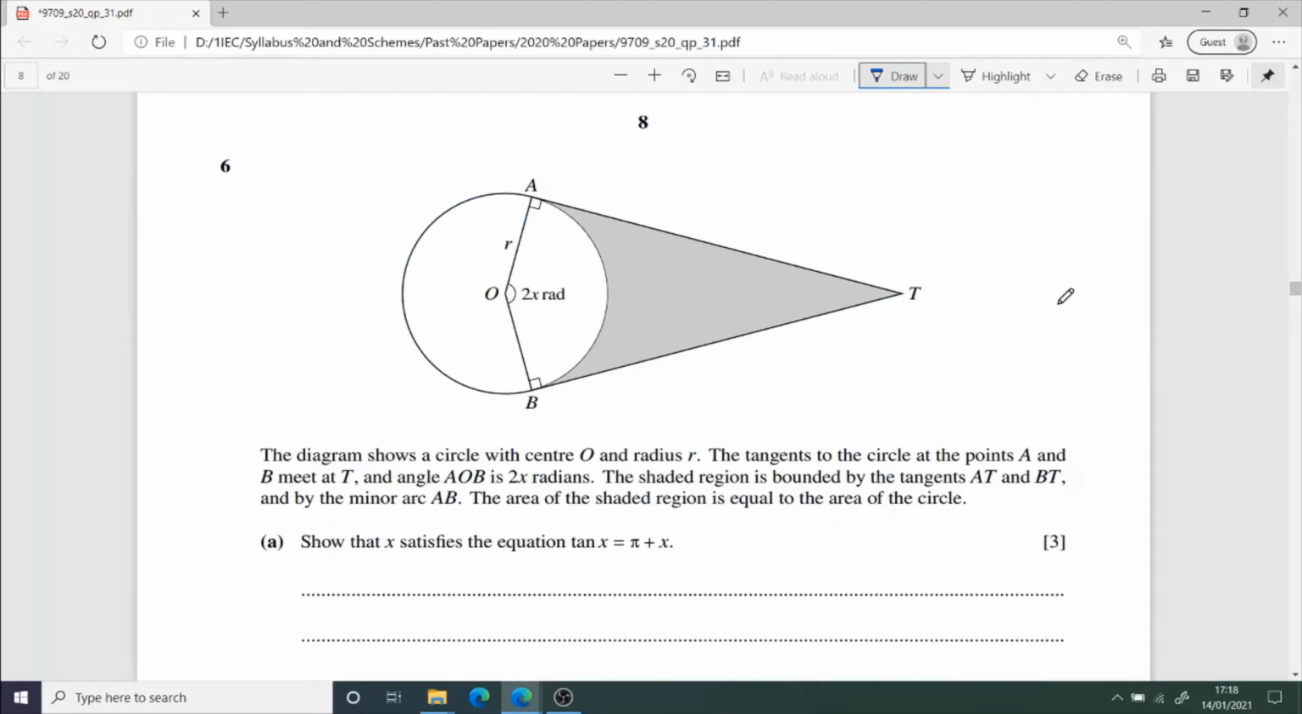Question 6 looks like it's expecting us to draw on our knowledge of P1, so hopefully we've remembered that. It shows a circle with centre O and radius R. The tangents to the circle at points A and B meet at T, and this is 2x radians. The area of the shaded region is equal to the area of the circle. So we're going to find the area of the shaded region. To do that, we're going to find the area of this quadrilateral and subtract the area of the sector.